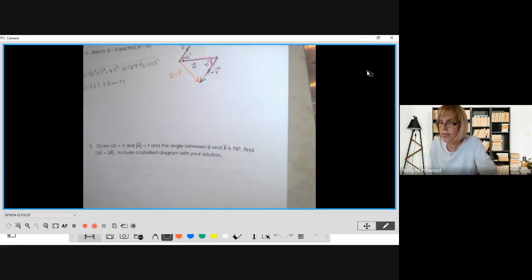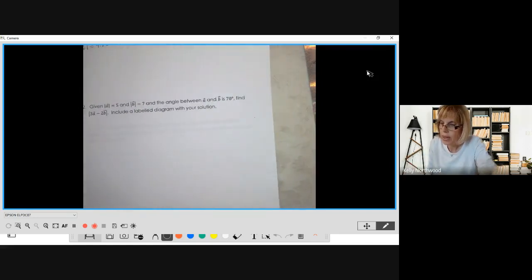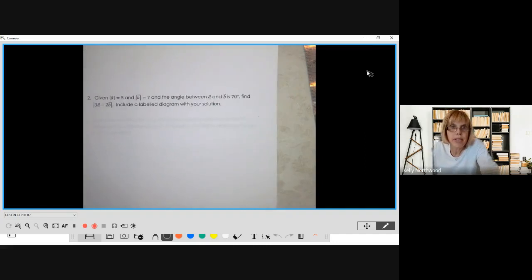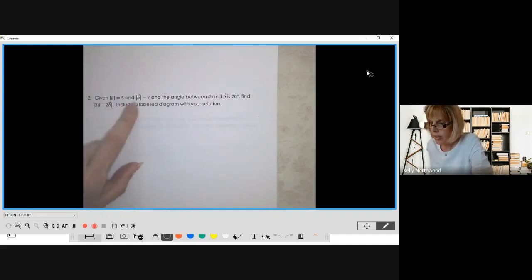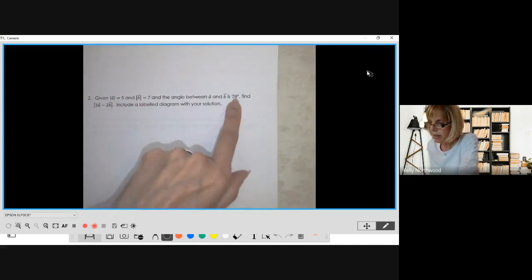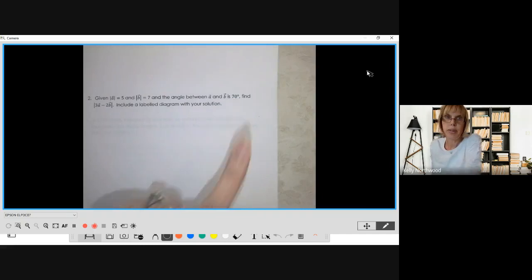Okay, moving on then to question 2. Given that the magnitude of vector A is 5 and the magnitude of vector B is 7, and the angle between vector A and vector B is 70 degrees, find the magnitude of 3A minus 2B, include a labeled diagram with your solution. So I'm going to start off just drawing vector A and vector B tail to tail with an angle of 70 degrees between them.